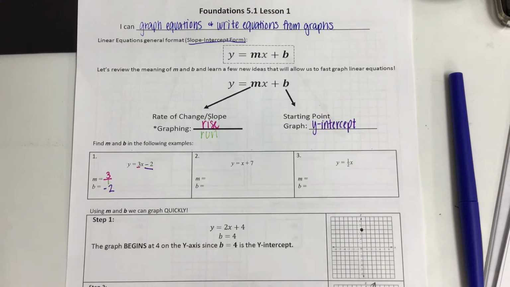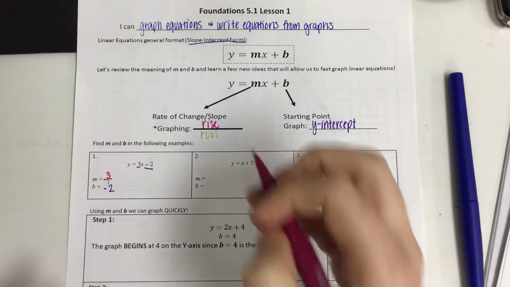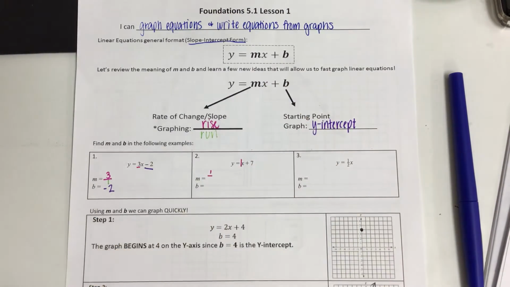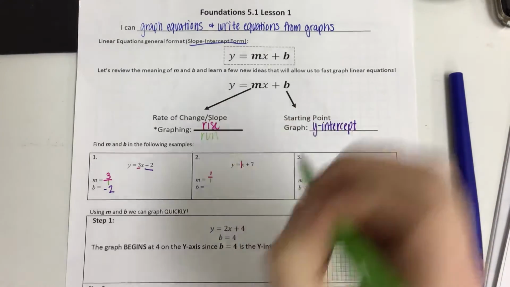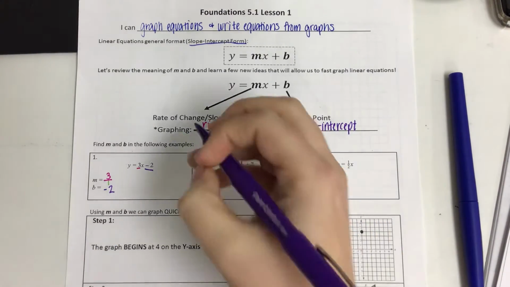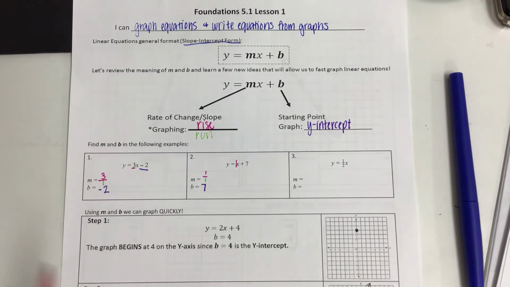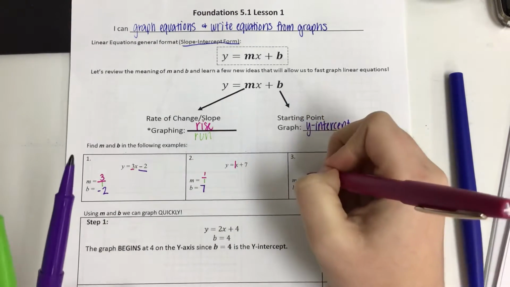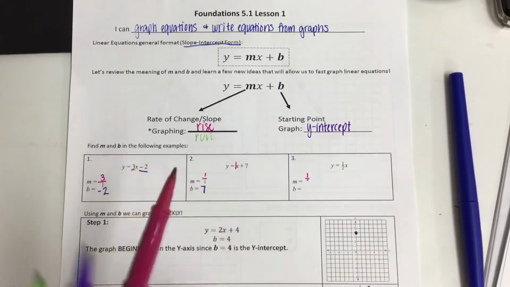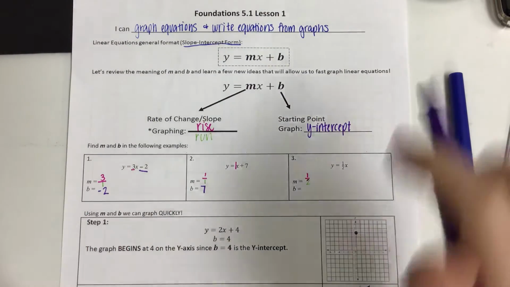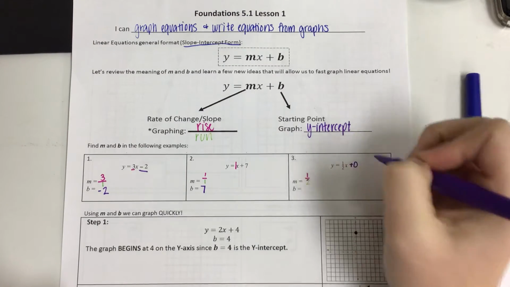Number 2, our m, it doesn't look like there is an m, but it really is there. Remember, it's just a 1. So as a fraction, that's going to be 1 over 1. And then our b is a positive 7. And number 3, our m is 1 over 2. And our b, it doesn't look like there's one there. When there's not one there, remember that it's a 0 in this case.